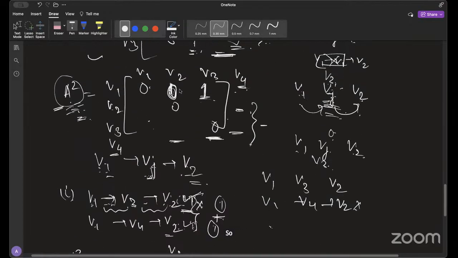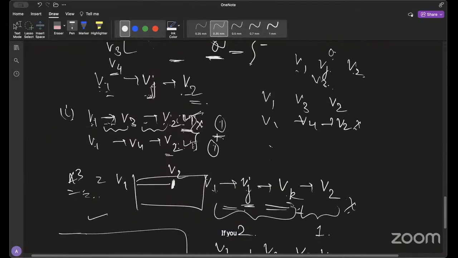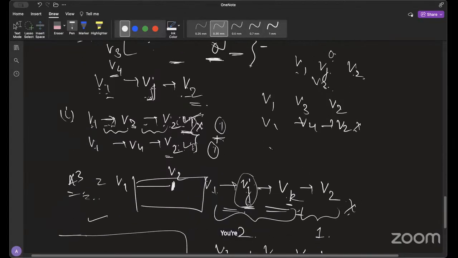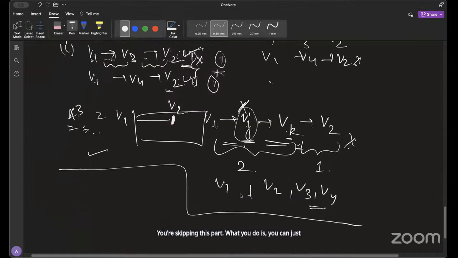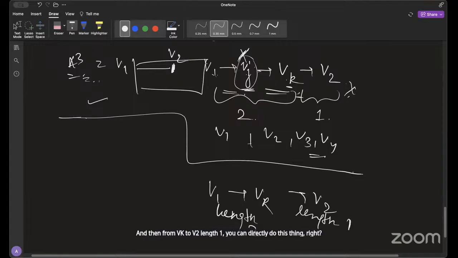So in the v1 to v2 case, if this means that there is no path of length 2 from v1 to v2, then you can't go from v1 to v2. If you had a v2 here, let's just say you're skipping this part. You can just skip this thing, right? You can just say that we want v1 to vk of length 2, and then from vk to v2 of length 1. You can directly do this thing, right? Why do you even need this thing? Let's just skip this part.